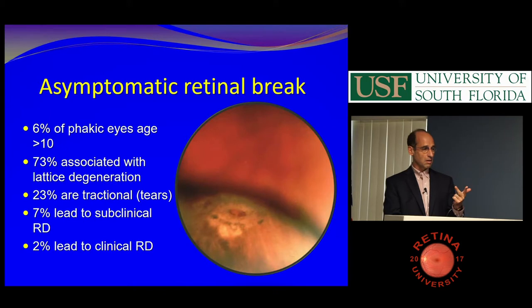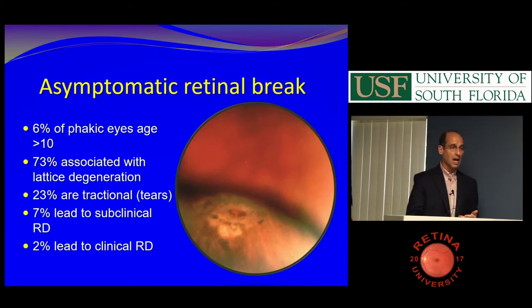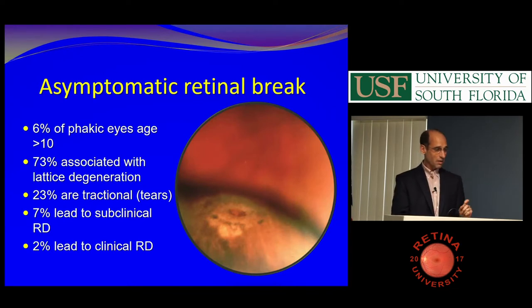And then asymptomatic retinal breaks are kind of predisposing lesions, but not much. About 2% of them lead to clinical detachments. You'll see asymptomatic retinal breaks all the time. 6% of eyes have them. Most of them are with lattice degeneration. Some of them have traction. A lot of times there'll be a subclinical retinal detachment, which I believe is up to 2 disc diameters of fluid around the hole, usually anterior to the equator, but there is a definition for subclinical retinal detachment.